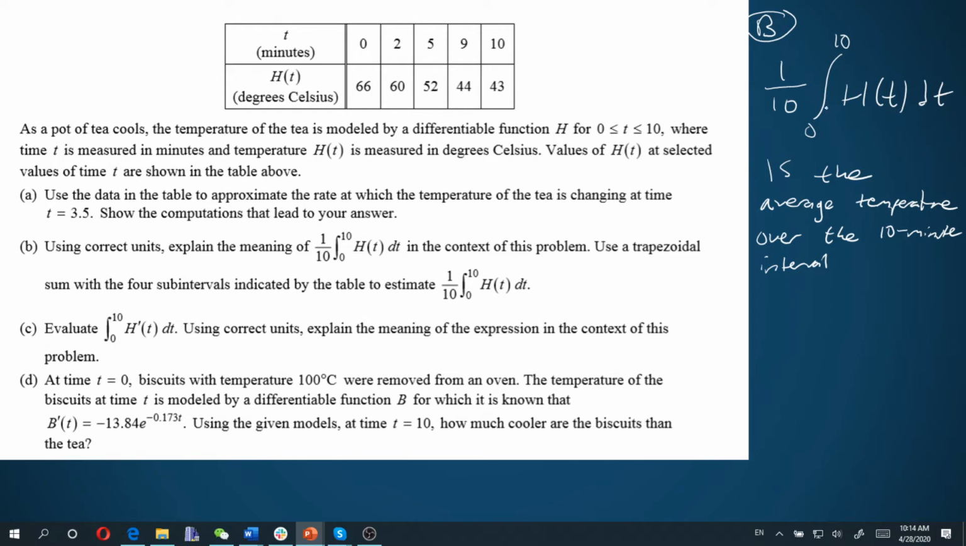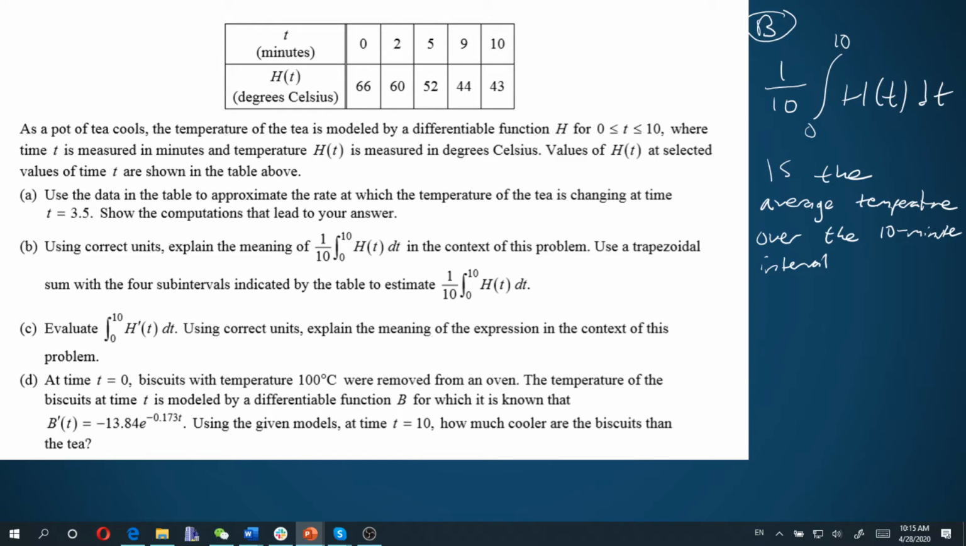So when we integrated from 0 to 10, we had Celsius times time. And then I divided by the 10 minutes that had passed, so I divided by time, which gives me Celsius again. So this is the average temperature in degrees Celsius over our 10-minute interval. The sum total of all temperatures divided by how much time has passed.